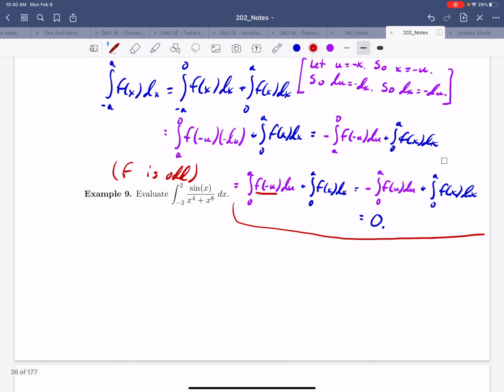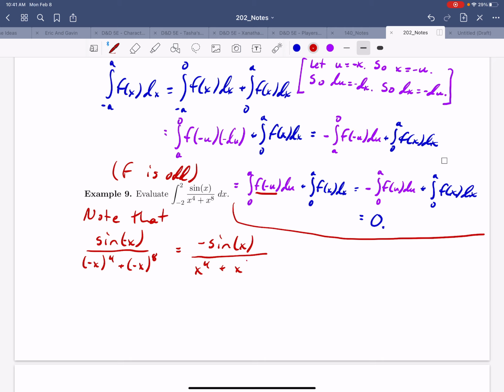Now, a quick application of this is we can say, note that the function sine of x over x to the fourth plus x to the eighth is odd because sine of negative x divided by negative x to the fourth plus negative x to the eighth equals, well, sine happens to be odd. Sine of negative x equals negative sine of x. Meanwhile, the stuff on the bottom is exactly the same. It's undeterred, unaffected by that negative sign. So this function is odd.